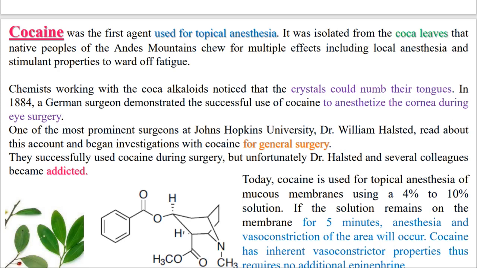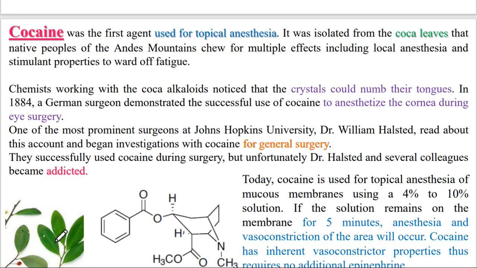So today, cocaine is used as a topical anesthetic for mucous membranes, as a 4 to 10% solution. If the solution remains on the membrane for 5 minutes, anesthesia and vasoconstriction of the area will occur, and this inherent vasoconstrictor property requires no additional epinephrine. So this is the structure.